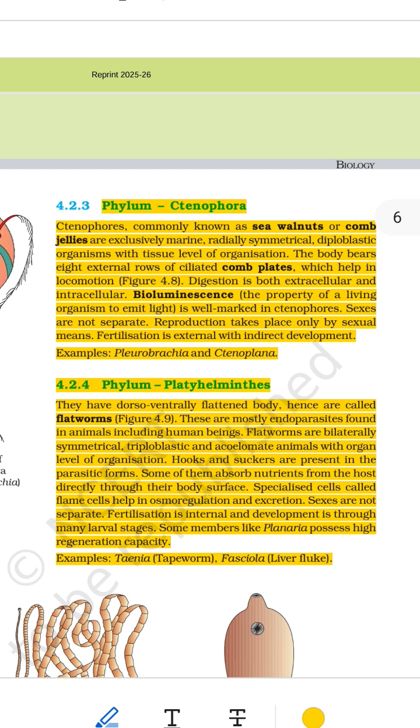Key points. Live only in the sea, not in rivers or on land. Jelly-like and soft body. Have 8 rows of comb-like cilia that help them swim. Glow in the dark, bioluminescent. Body made of 2 layers, diploblastic. Radial symmetry, round-shaped body. Tissue level of body design, no separate sexes, hermaphrodite. External fertilization, indirect development, larva stage. Examples: Pleurobrachia, Ctenoplana.